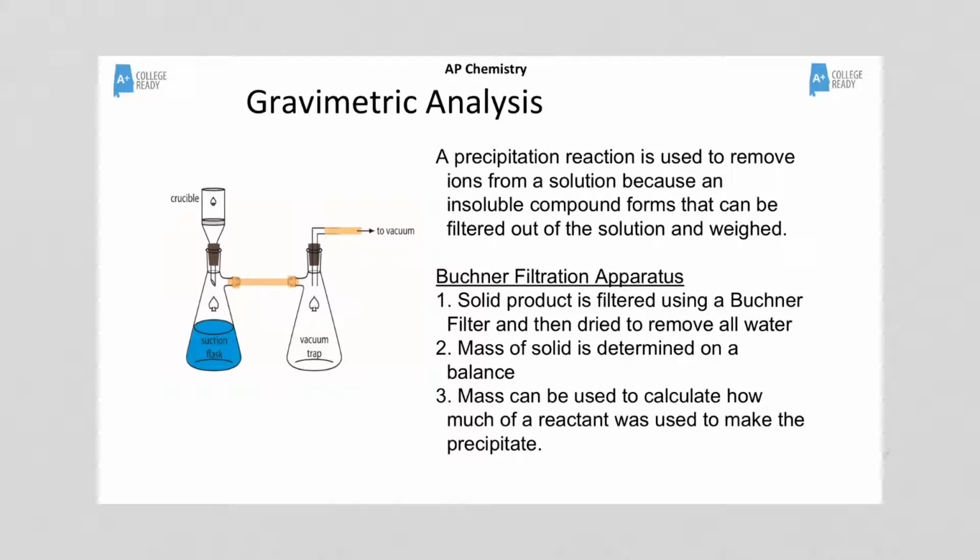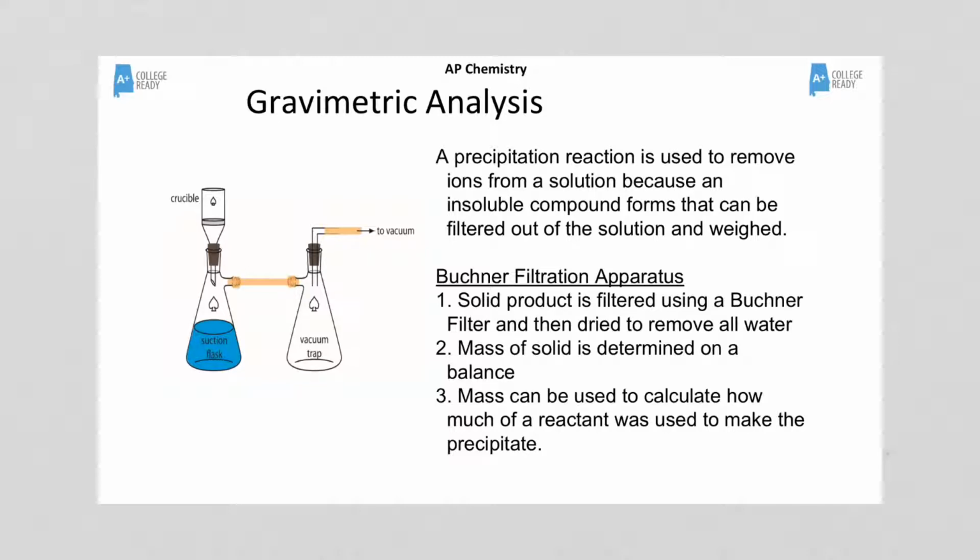Gravimetric analysis sounds a little complicated. It really is about measuring the mass of something. So for our purposes, it's pretty common to do a reaction that forms a precipitate, a solid product, which we would want to filter out of a solution, dry it, mass it, and then answer some question about it. So I've kind of given you an example.